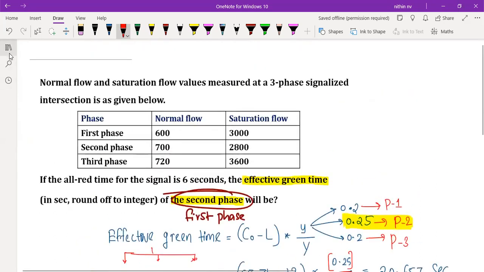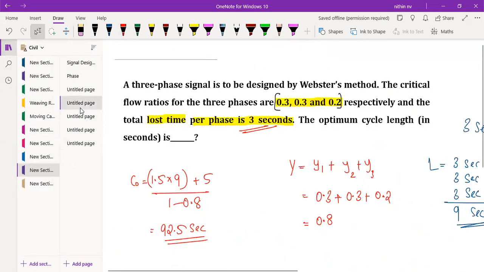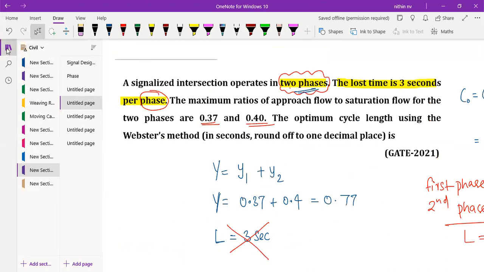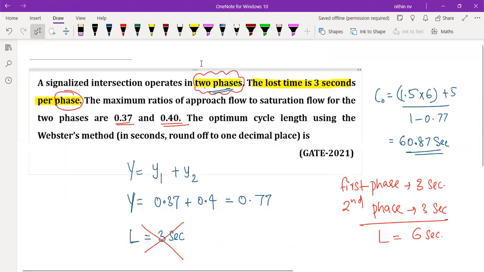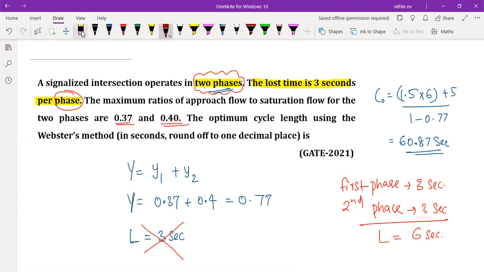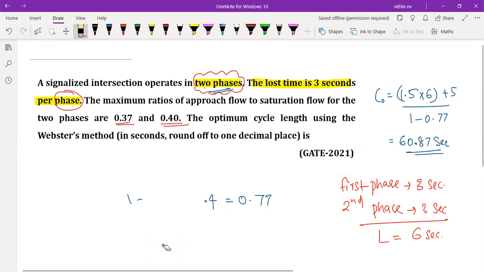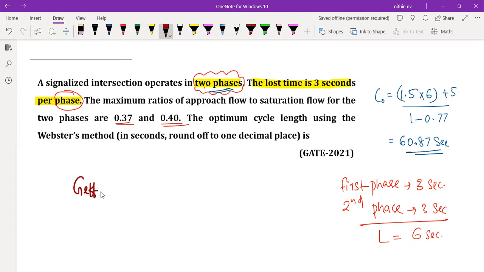Suppose this question, that will be the second question which we have done. Here, how many phases are there? 2 phases are there. So how many effective green times can we calculate? 2 effective green times we can calculate. Right. So if I am asking you another question, can you solve it? Okay, I need the value of effective green time of the first phase.